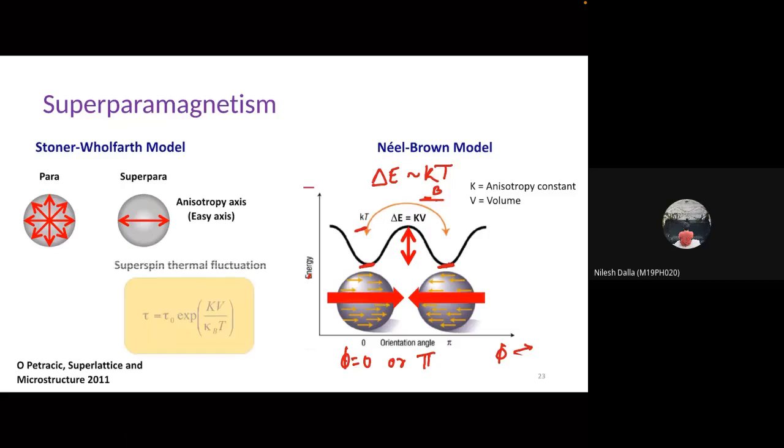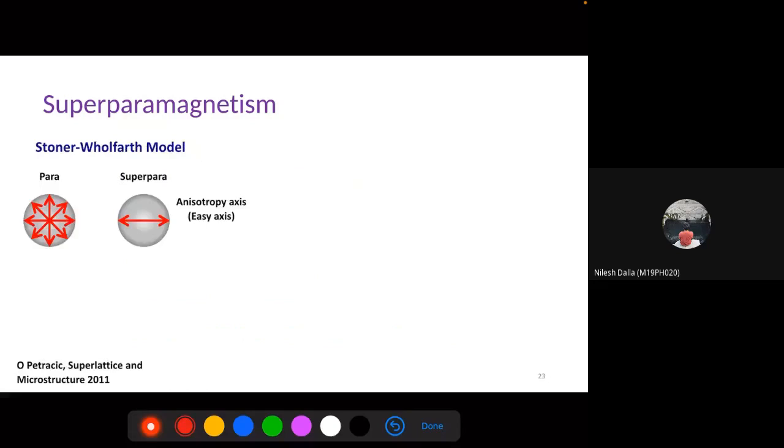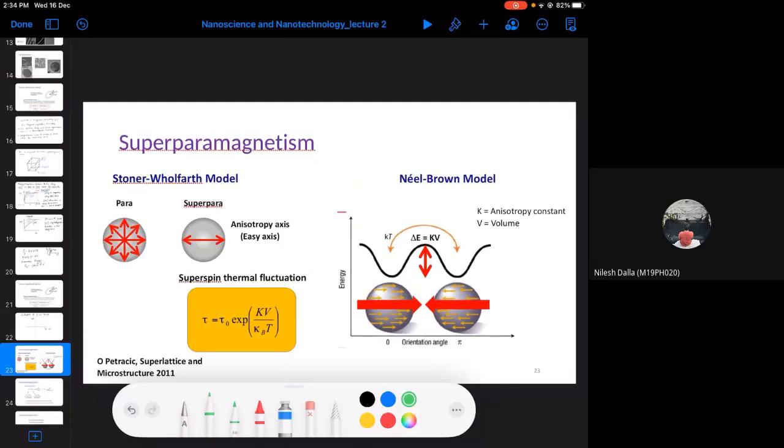Normally it is expressed in a thermal, Arrhenius-like expression. This is your time scale of fluctuation, tau. The time scale of fluctuation tau will be tau naught into exponential of KV by kBT, so delta E by kBT. That is your fluctuation term, and you can also convert it in terms of frequency. This model is known as the Neel-Brown model.